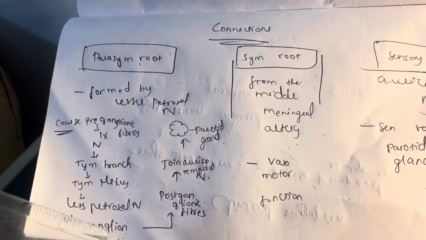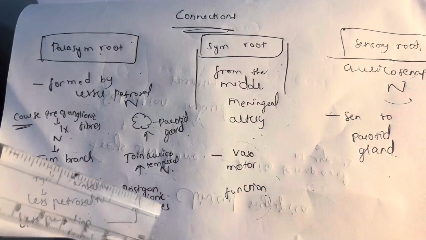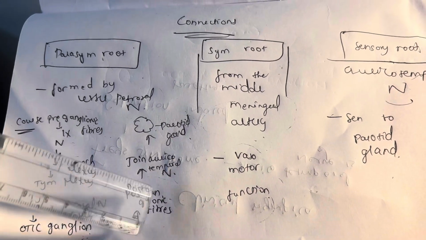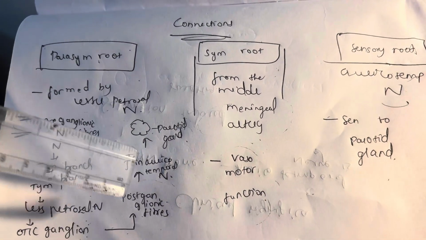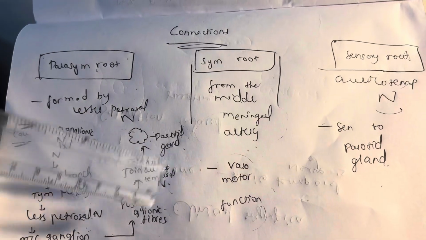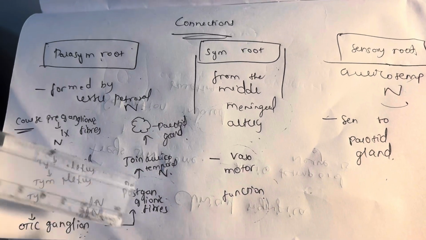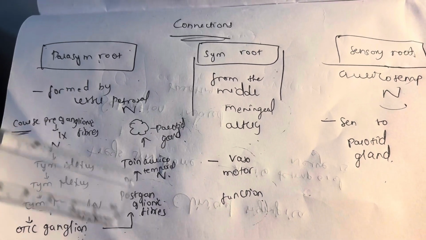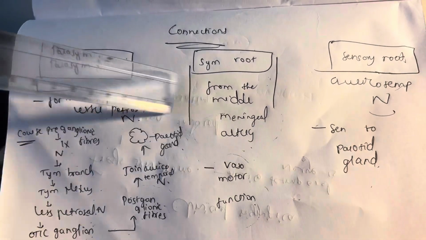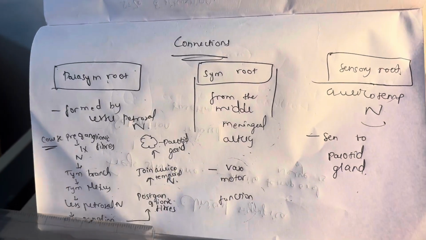So from this parasympathetic root of the otic ganglion, postganglionic fibers are arising, and these join together with one more nerve, which is the auriculotemporal nerve. With what nerve? With the auriculotemporal nerve, postganglionic fibers of the otic ganglion are joining, and they relate to the gland, which is the parotid gland. So this is all about the parasympathetic root.